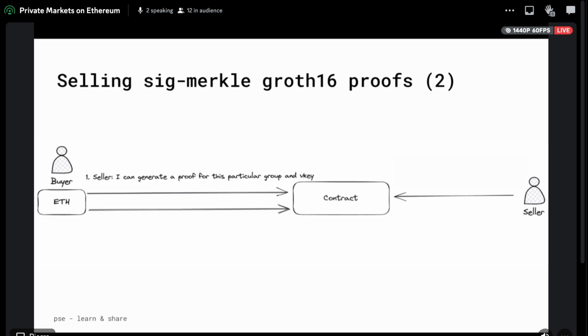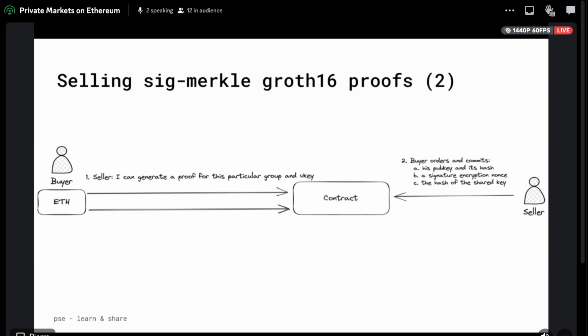The verification key is this device, in a way, that is in charge of verifying the proofs. So he's saying that I can generate a proof for that particular verification key, so that you are sure that you are buying the proof that results, that will be verified as true from this particular verification key, and not for some other verification key that you are not interested in.